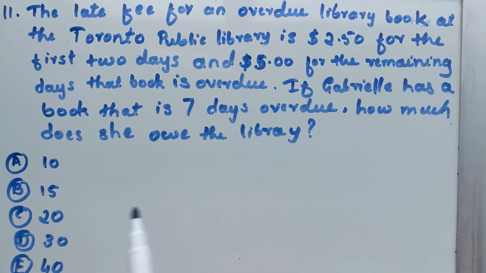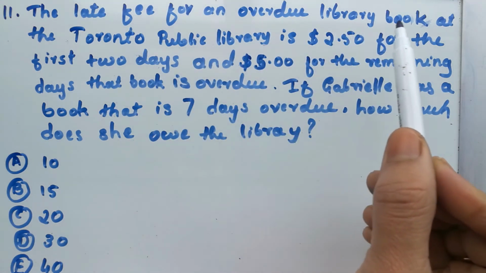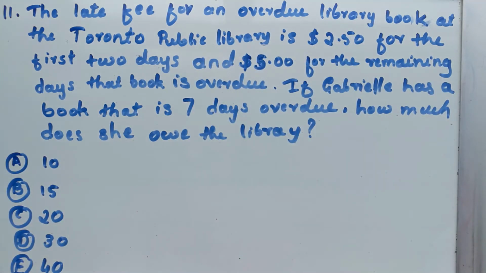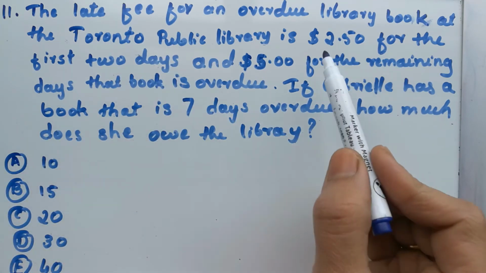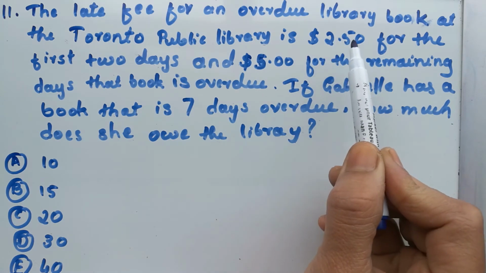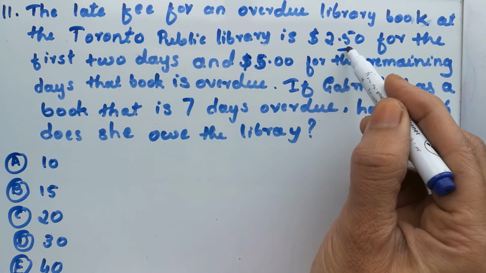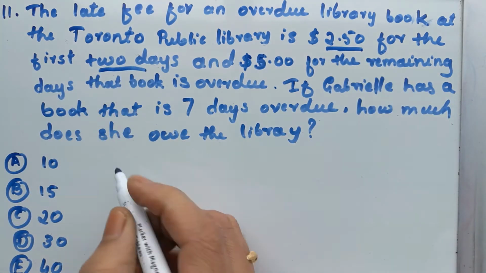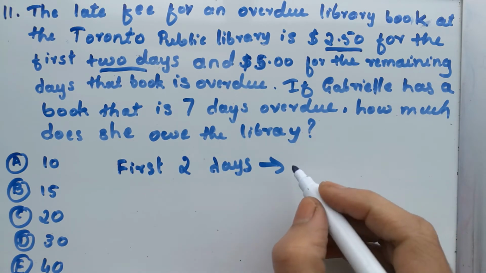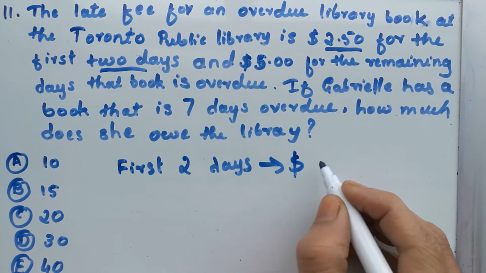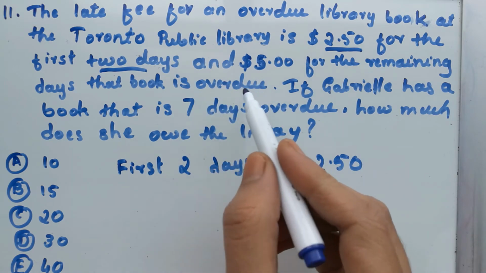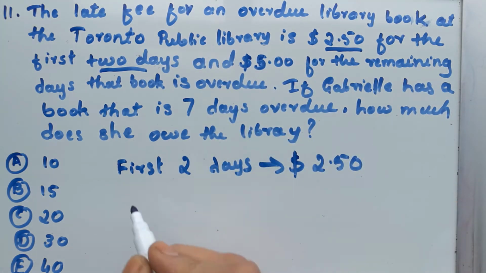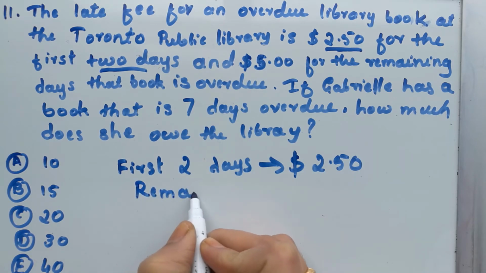Try to understand the question. The late fee for an overdue library book at the Toronto Public Library is $2.50. That means if you are not returning the book in time, the late fee is $2.50 for the first 2 days. For the first 2 days, you have to pay how many dollars? $2.5. And $5 for the remaining days. For the remaining days, you have to pay $5 each.